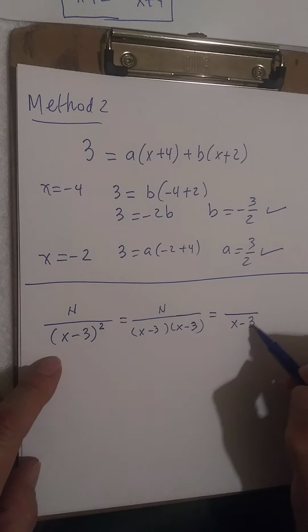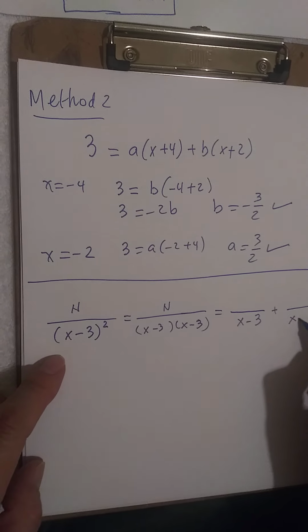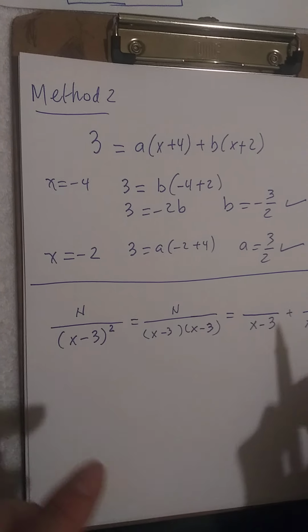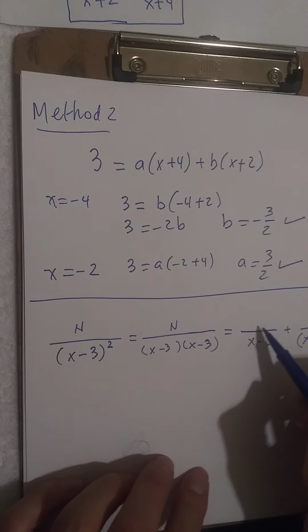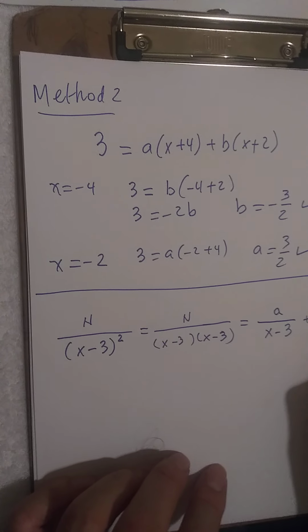It'll be x minus 3. The second term will have x minus 3 squared in the denominator. And the numerator is still a constant here and a constant here.